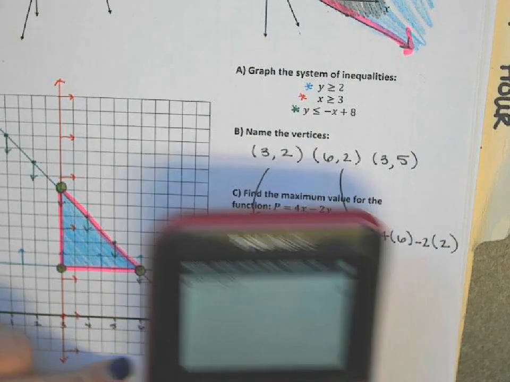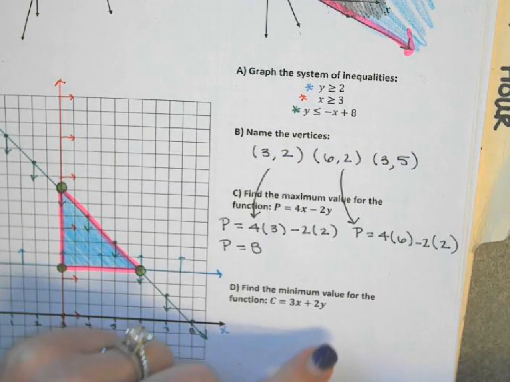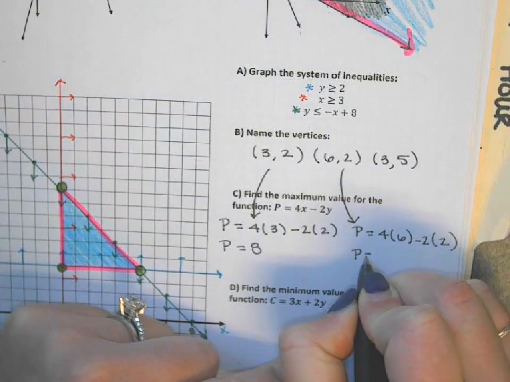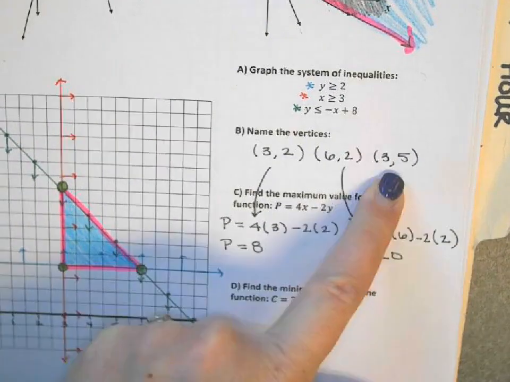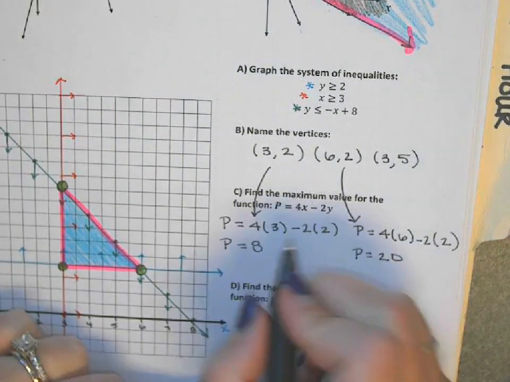Plug it in your calculator. 4 times 6 minus 2 times 2. We're going to have a profit of 20 this time. We still have one left to check, the point 3, 5.